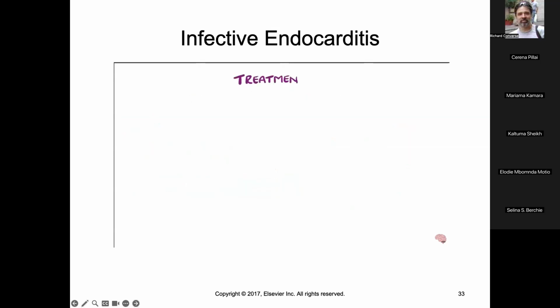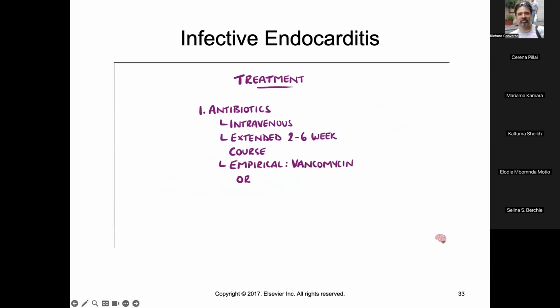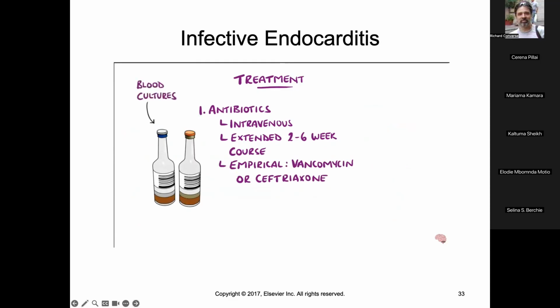The mainstay of treatment is intravenous antibiotics, usually an extended course of 2 to 6 weeks because the bacteria are protected and in a location that is not easy to reach. Agents like vancomycin and ceftriaxone are favored as empirical agents to be used after the initial blood cultures are taken. This is important as taking blood cultures after starting antibiotics can lead to negative cultures. Once cultures are grown, specific antibiotic sensitivities can be used for specific antibiotic therapy.